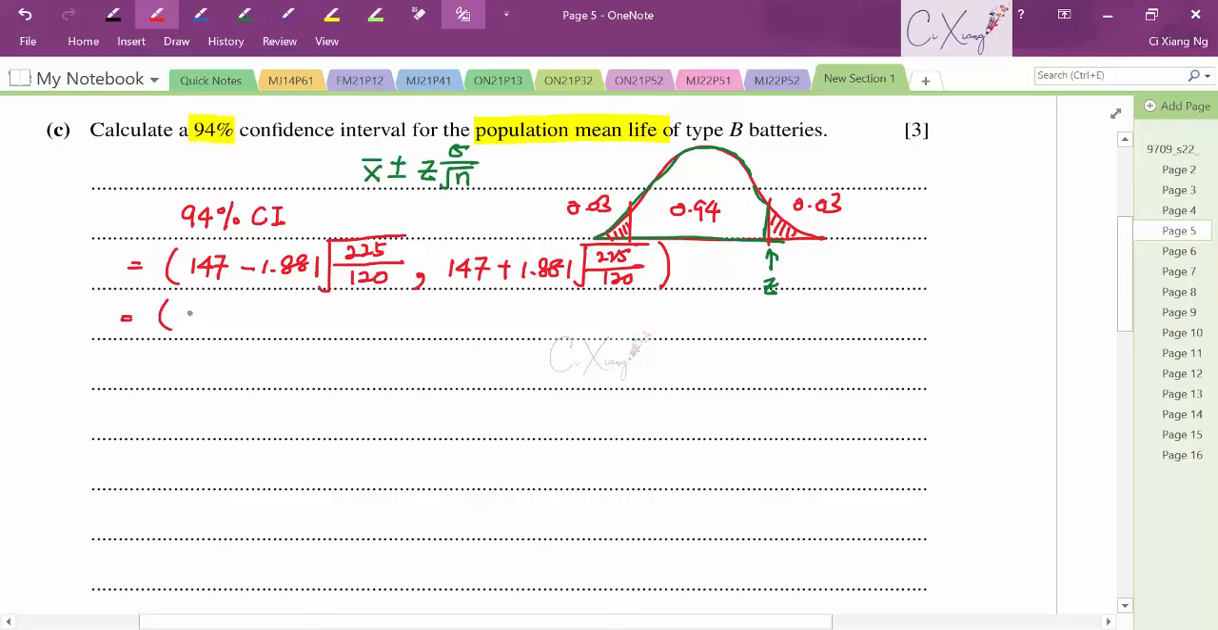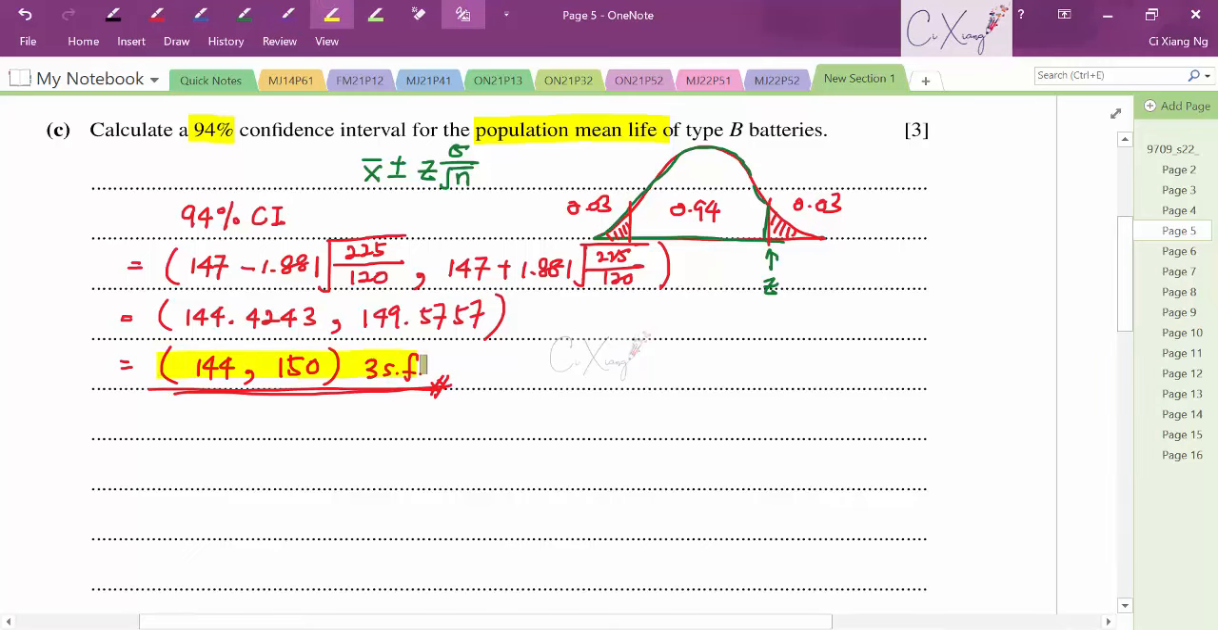Alright, then if we didn't make any careless mistake, when we press the calculator, we'll get a long value. And we can correct it to 3 significant figures, where the answer should look something like this, which is 144 and 150, correct to three significant figures. Okay, so this is how we solve question number 3.